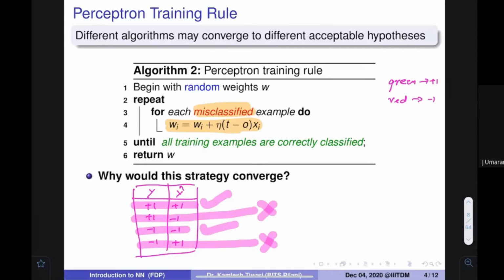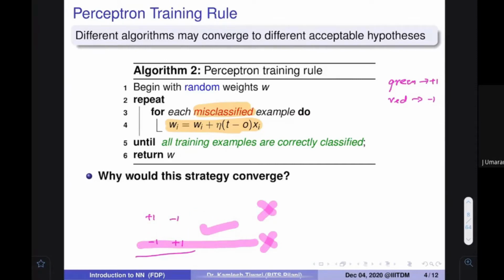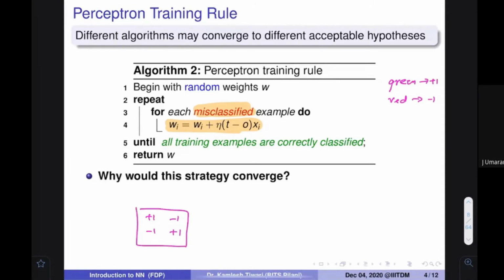Let me remove everything from here. The right things are removed, and only the places where there is a problem remain. These are the two places where we have a problem: when the positive thing is told negative and the negative thing is told positive. Let us see them separately, first when a positive thing is told negative.